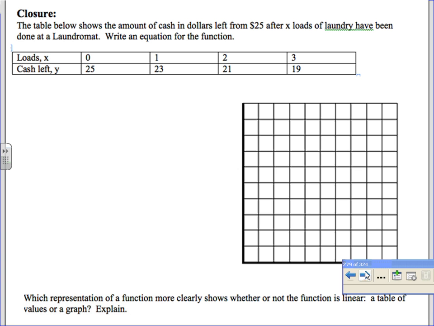All right, so the table below shows the amount of cash in dollars left from $25 after x loads of laundry have been done at a laundromat. Or we could say at Penn State. Penn State charges you money to do your laundry when you live in dorms. Write an equation for the function. So by looking at the table, I want you to figure out what the equation is. This one goes back to the easy ones. So I want you to take a minute or so. Find the equation that goes with the table.